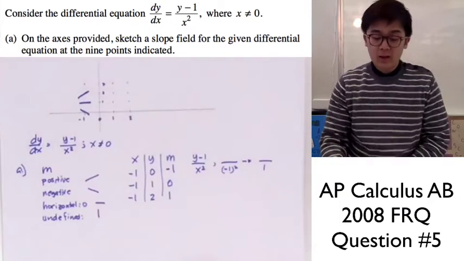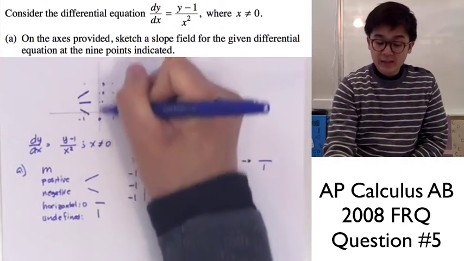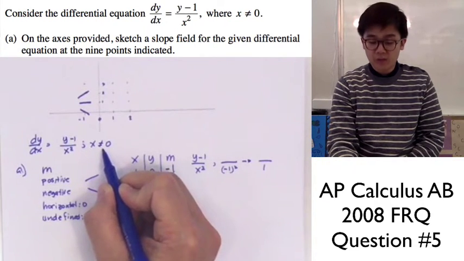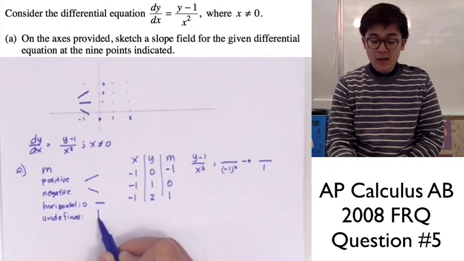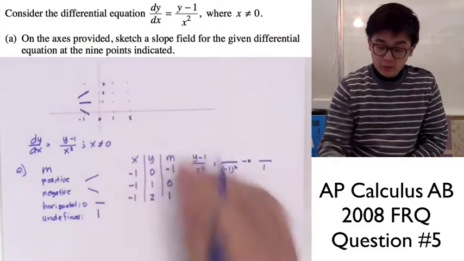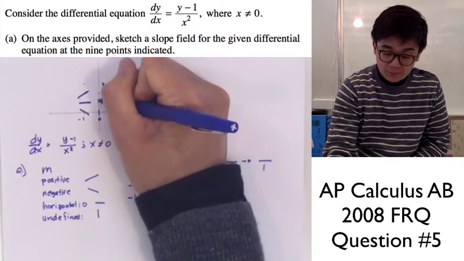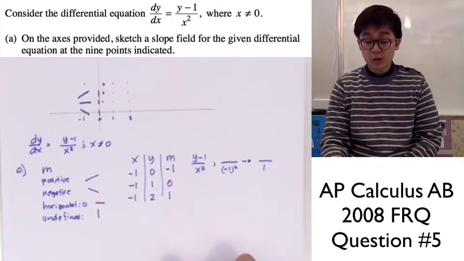for the next column. Now for the second column, which is at x equal to 0, we know that x equal to 0 is going to be undefined. If it's undefined, that means all our slope fields will just be a vertical line. So we don't even need to use our table right here. We know that it's going to be undefined. So we have all vertical lines for column number 2.